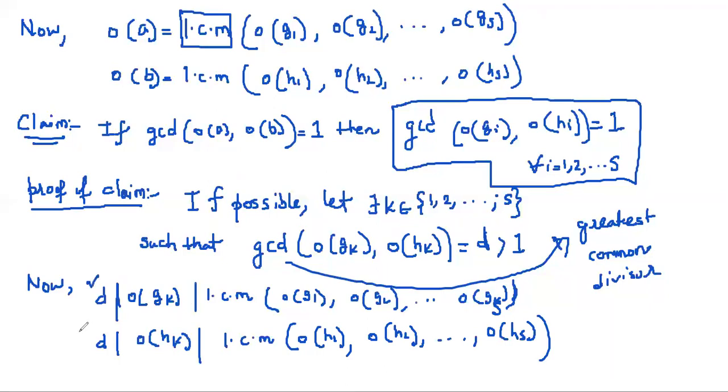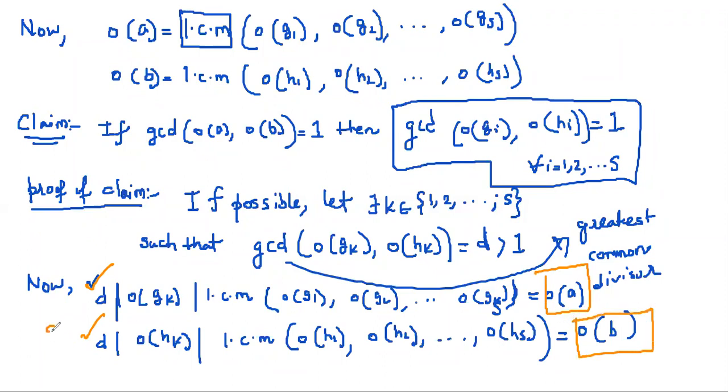But what does this mean? By the way, this LCM is my order of A, and this is the order of B. So we have a number D which divides the order of A and the order of B, and remember that this D is more than 1. So what can you say? Can the GCD of the order of A and the order of B be 1?